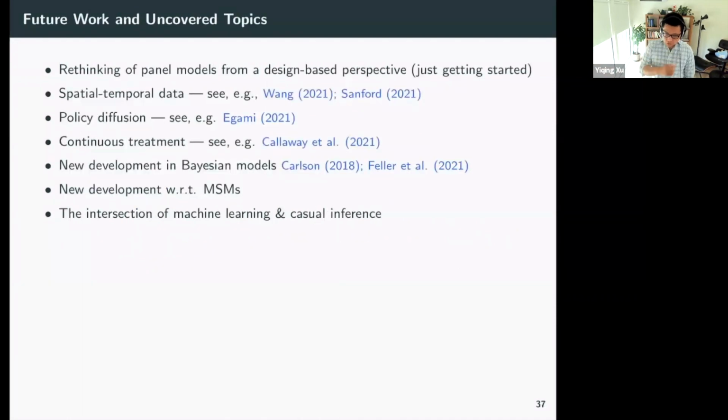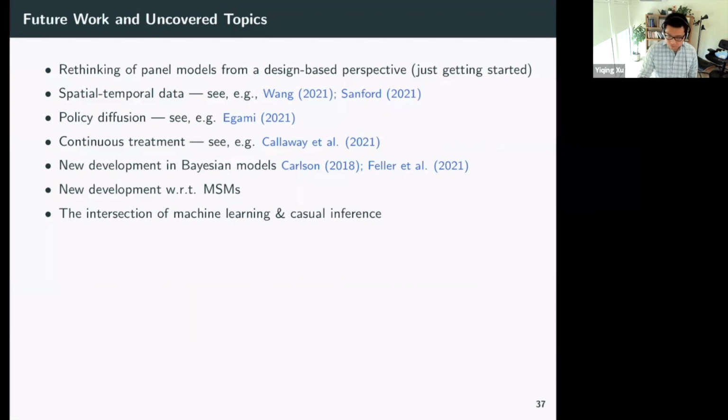And what is maybe the future work? We need to rethink panel models from a design-based perspective. We just got started on that front, as you probably have observed from the lectures in the past 3 days. There is a lot of work emerging, but I think there is a long way to go before we can fully understand what is going on from a design-based perspective with panel data.